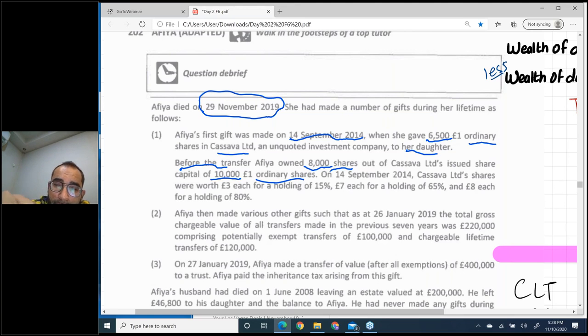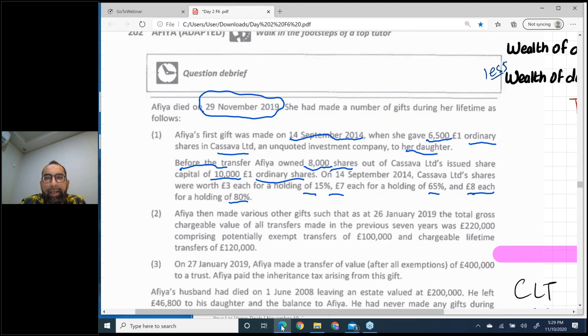Now on 14 September, Cassava Limited shares are worth £3 for a 15% holding, £7 for a 65% holding, and £8 for an 80% holding. Very easy. Don't ruin it, go slow, you will get it. She already had 8,000 shares. She has not given any gift yet, she's planning. So right now she has 8,000 shares, which means an 80% holding, and the market value of an 80% holding is £8 per share.